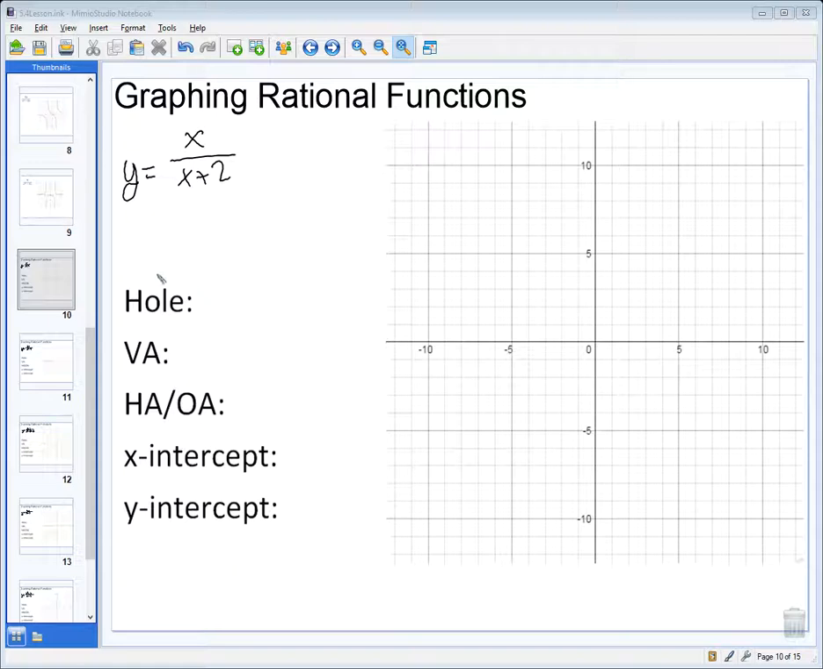So recall that when we're finding a hole, that is where a factor on top cancels a factor on bottom, which in this case, there's not going to be a factor on top or bottom that cancel, so there's none for the hole. The vertical asymptote, remember that's where the denominator is equal to 0. So if we had x plus 2, we set it equal to 0, that means we would subtract the 2 over to the other side, and x would be negative 2. So at negative 2, we would have a vertical asymptote.